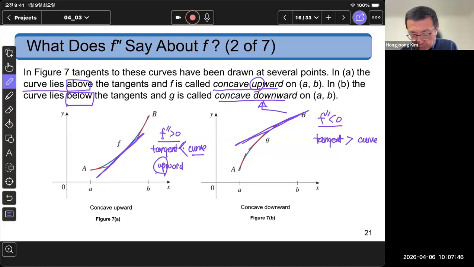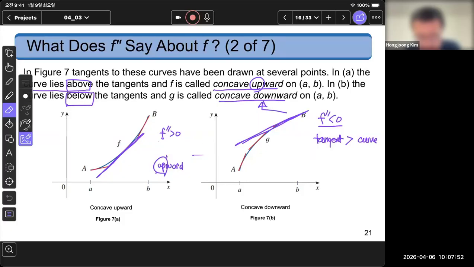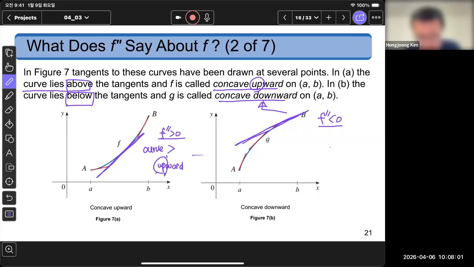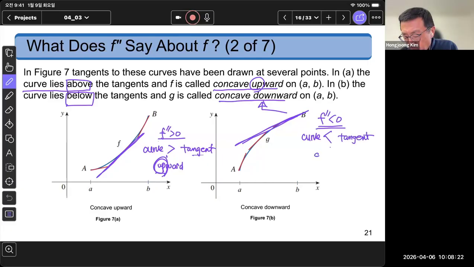So let me change this order. That might be easier to memorize. So f double prime is greater than 0, the curve is above the tangent and upward, okay? So they go as one team. F double prime is negative, so that the curve is below the tangent. Then you get concave downward. They go as one team.